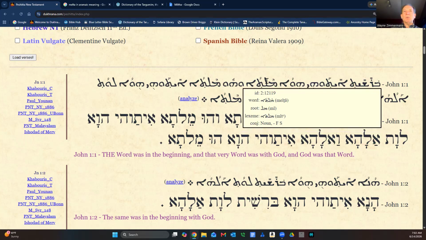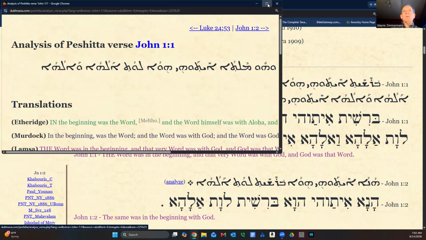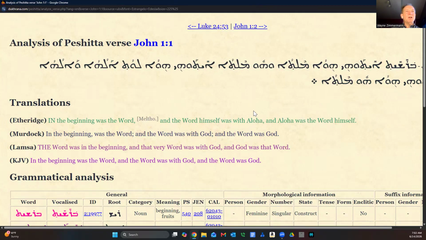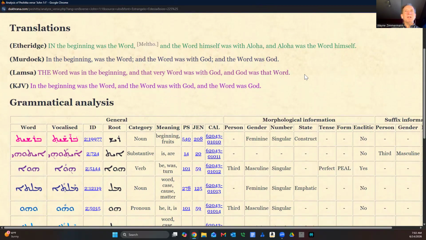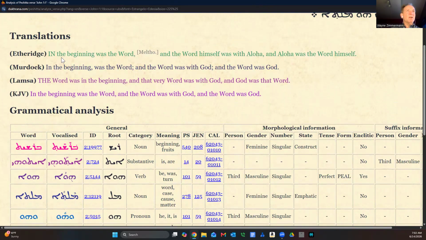And so that is where our study is going to take us. So we're going to go to the Analyze button. We'll open up this page here, and this is where we really get to places where we can do our study in a deeper way. And you'll see here it automatically puts the Etheridge, Murdoch, Lamsa, and the King James Version translations so that you can compare. And this is interesting to see how these authors, translators went through this.